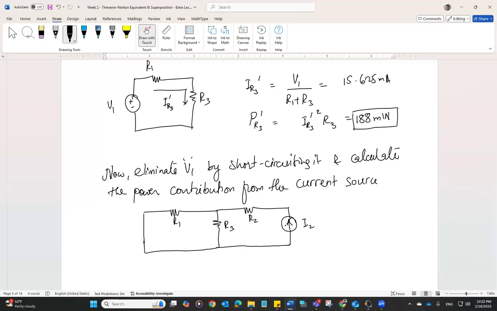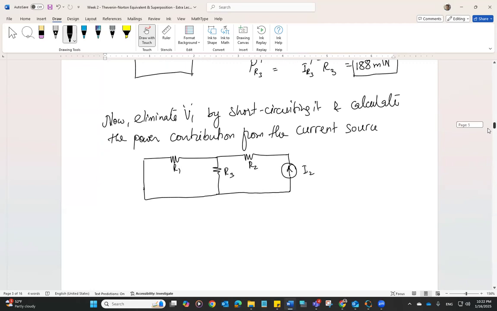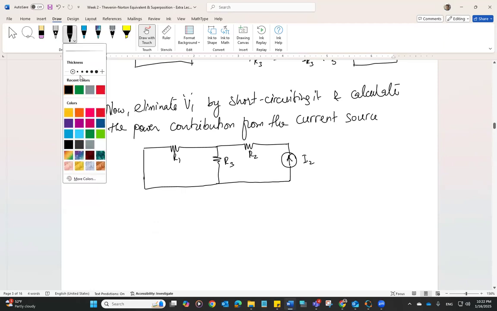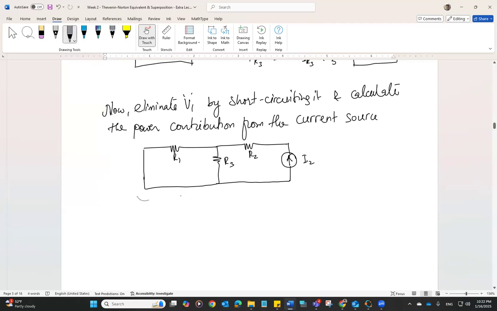Then the current in this loop will simply be I2, and we can calculate the voltage across R3. And once we have the voltage across R3, which will be the same voltage across R1 as well, then we can easily calculate the power that is dissipated in R3. So let's go ahead and do that. Let's combine these two. Let's call this R13, which is equal to R1 parallel to R3.